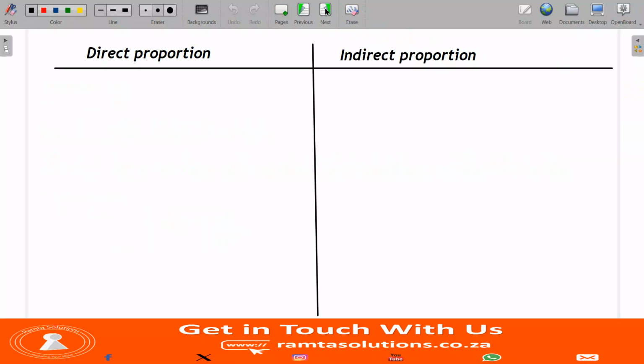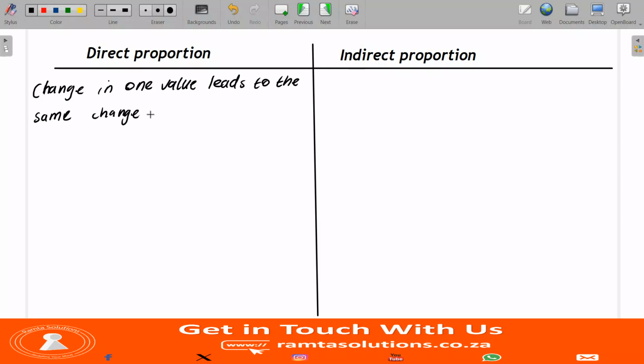When we talk about direct proportion, we are basically saying the change in one value leads to the same change in the other value.